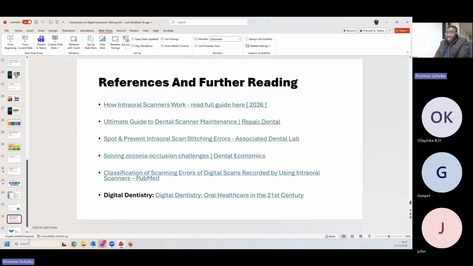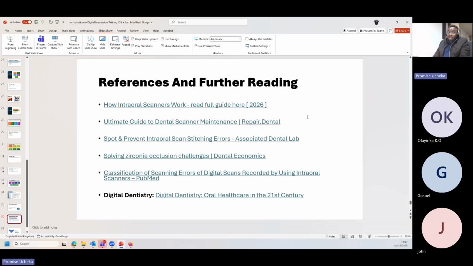These are some of the further readings that I was talking about. I needed to read on how intraoral scanners work. So this article takes you step by step how they actually work, the mechanism, the principles behind it, and the mechanism of action. Ultimate Guide to Dental Scanner Maintenance.